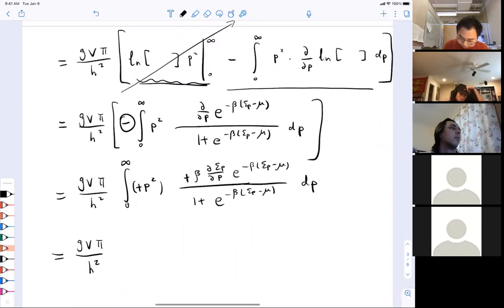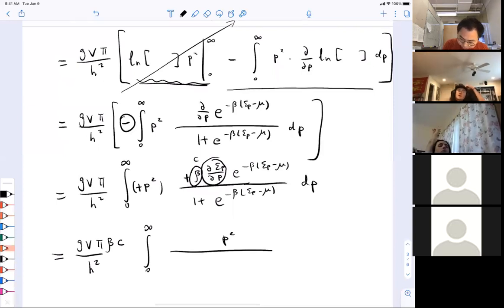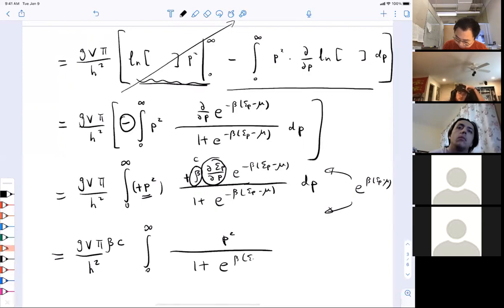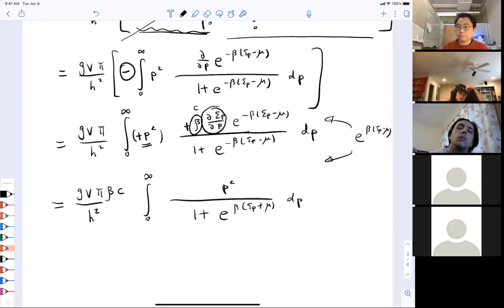And h squared. Beta is a constant, I factor it out. This is also a constant because your spectrum is linear. This is c. And this p squared is p squared. And the factor of exponential beta on the numerator and the denominator gives us 1. Something like that. Okay. Right?